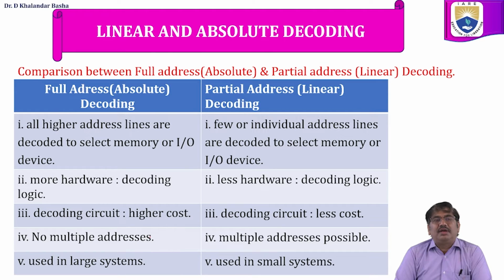In the absolute decoding, as we are using the entire address lines, no multiple addresses will exist. Whereas in the partial decoding mechanism, as we leave out a few address lines, multiple addresses are possible. Absolute decoding is generally used for large memory systems, whereas partial address decoding is used for small systems.